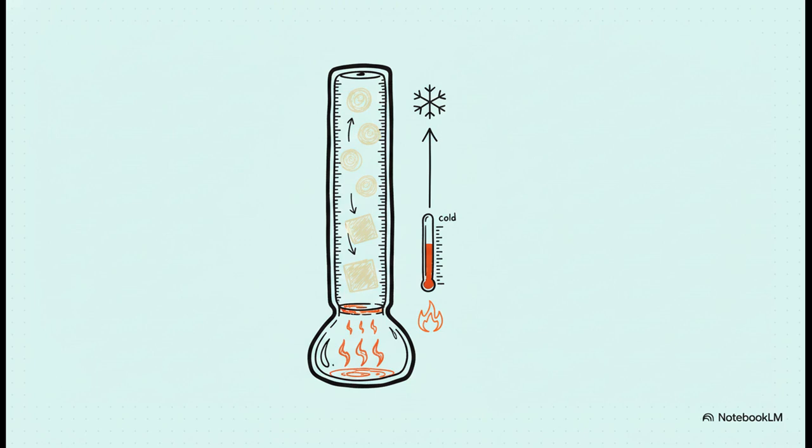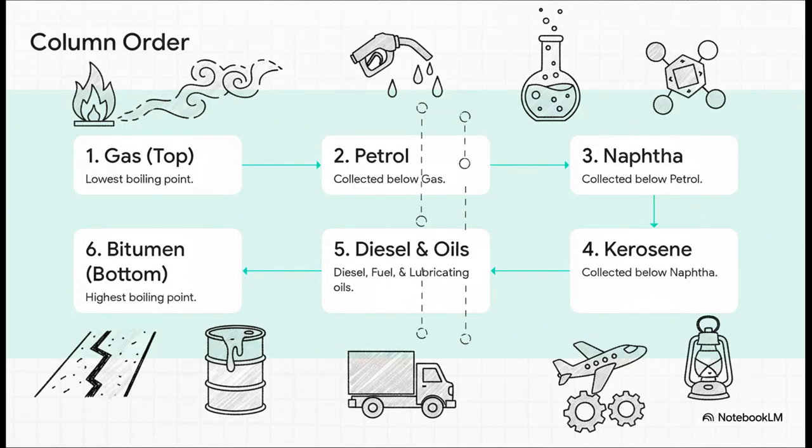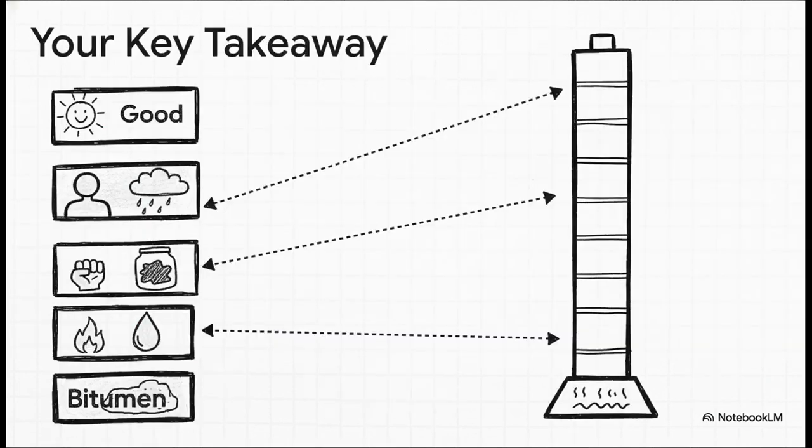Basically, stuff with a low boiling point rises way up high in the column. And the things with a high boiling point just hang out near the bottom. And check this out: our mnemonic perfectly matches the order, from the very top to the bottom. So just remember that phrase. It gets you the order from top to bottom.